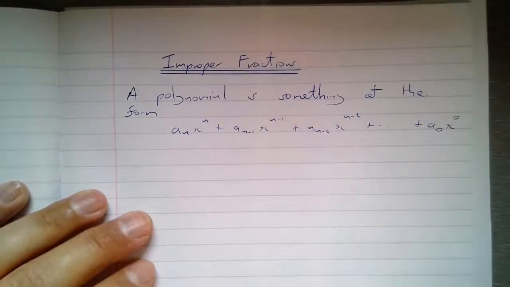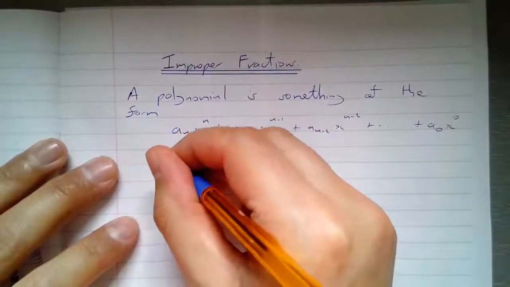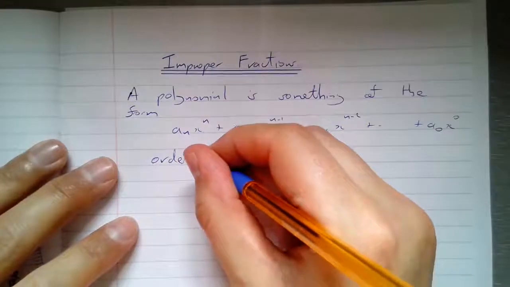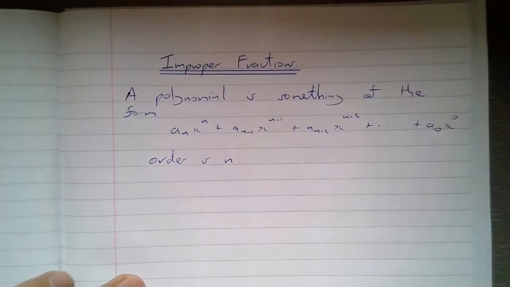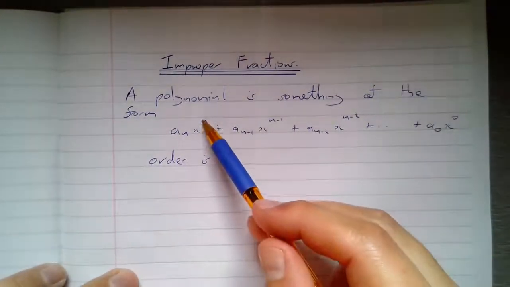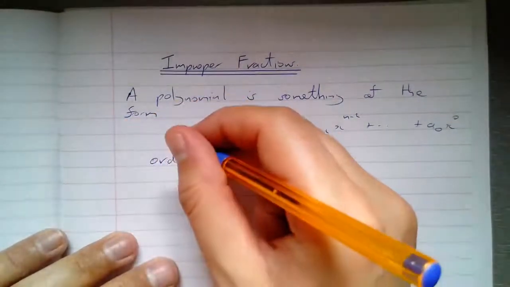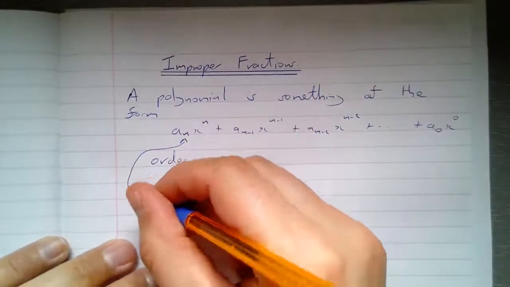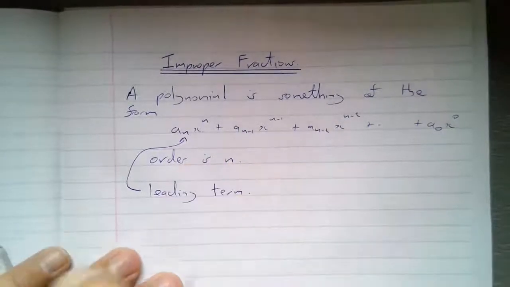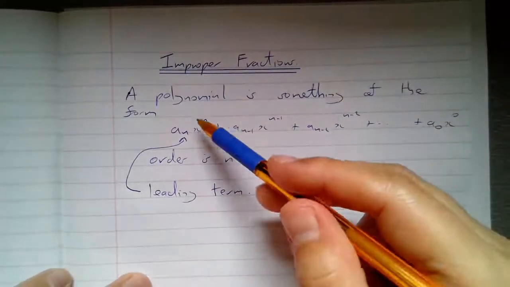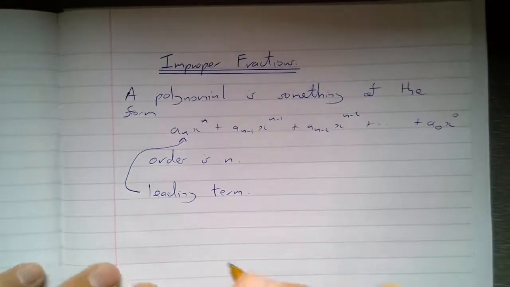If you've got a polynomial like this one in particular, we would say it's a polynomial of order n, which just means what's the highest exponent out of all the terms, and we say that this term at the front here is called the leading term. So this is the leading term because it's got the highest order exponent in it.